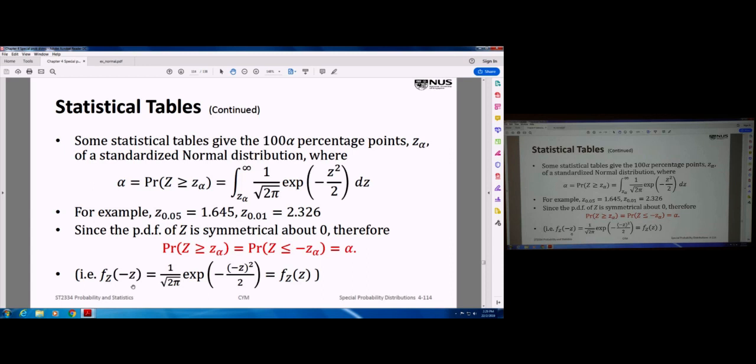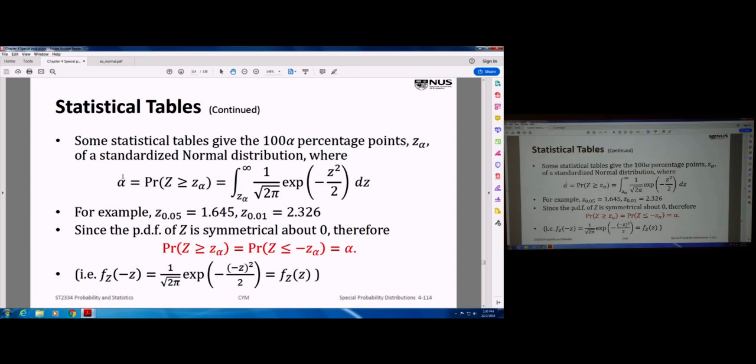Let's continue on. Some tables also give the 100 alpha percentage points, little z alpha. What does that mean? Alpha is a number between 0 and 1. Normally this refers to confidence intervals or hypothesis tests, as we will do later in this course, the level of confidence of the test. Normally we take alpha as a number like 0.05. The z alpha are typically called quantiles. If alpha is 0.05, the table will tell you the value of little z which achieves the probability that Z is bigger than z alpha equal to 0.05. So what does this mean?